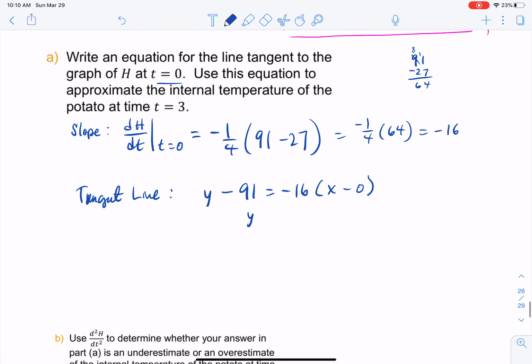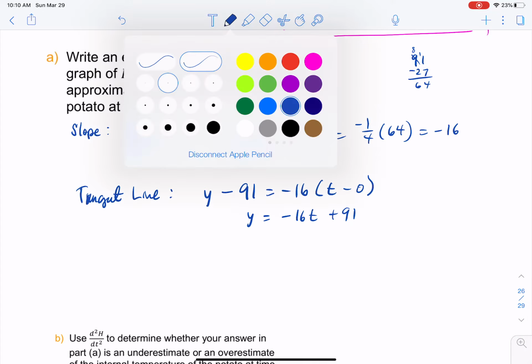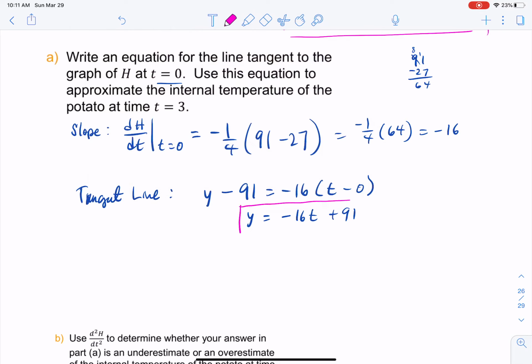I'm probably going to go ahead and do that because it's asking us to approximate what this is equal to at t equals 3. So I would have negative 16t. I put x's. These shouldn't have been x's. This should have been t's. So I'll make that a t. Plus 91. And I'm also going to make that look like a prettier one. And then I'm going to box it because they asked for it.